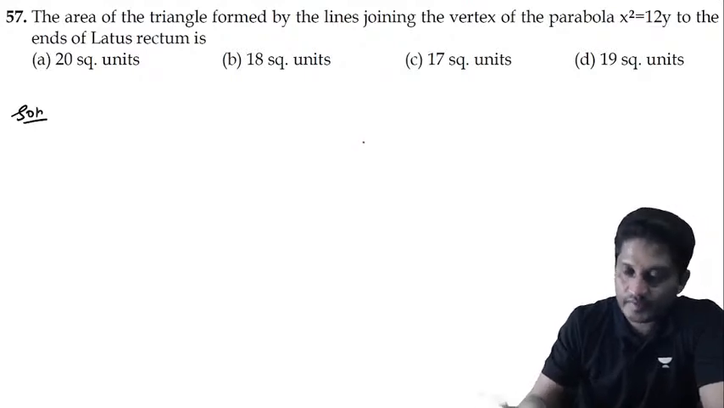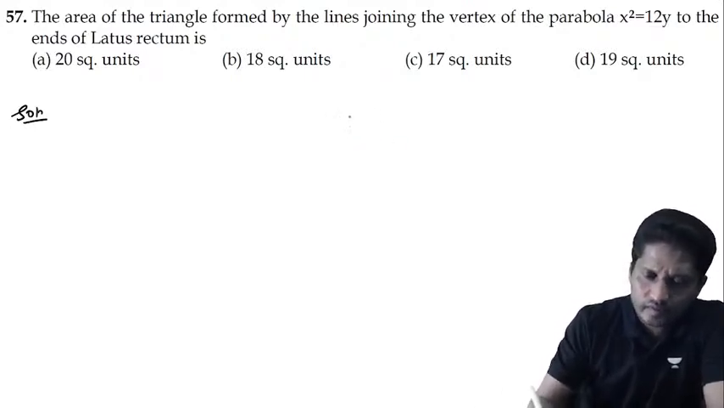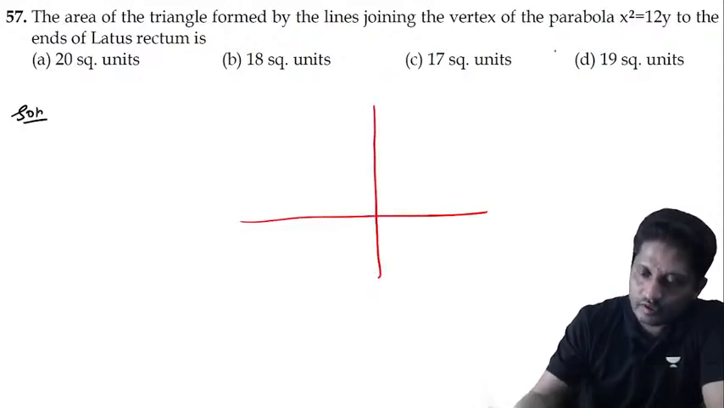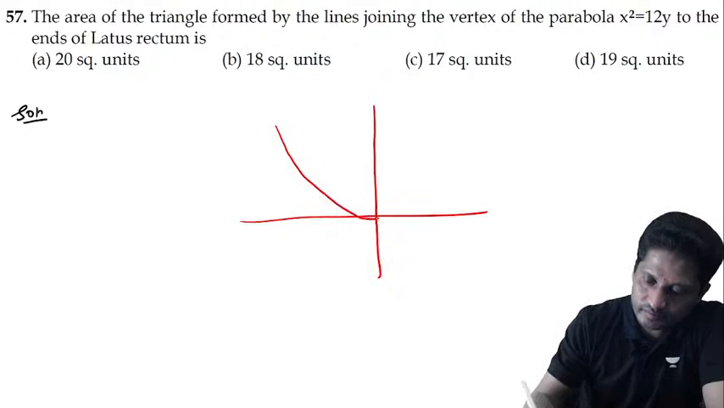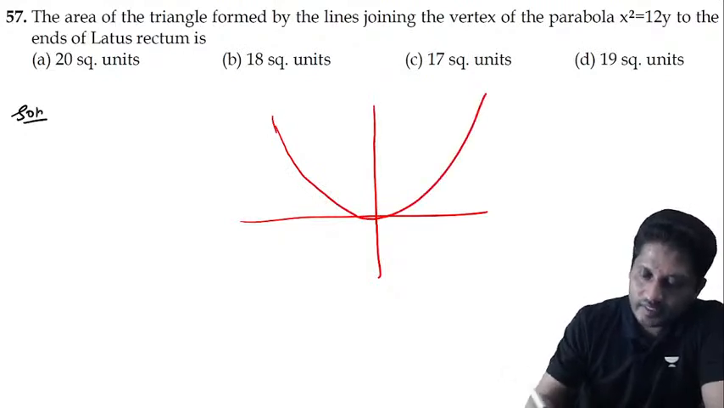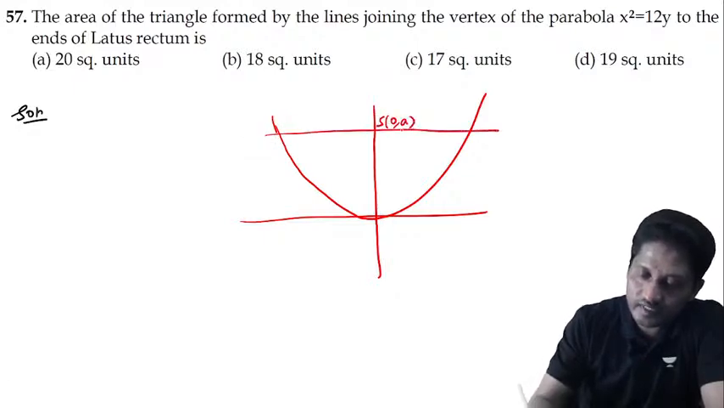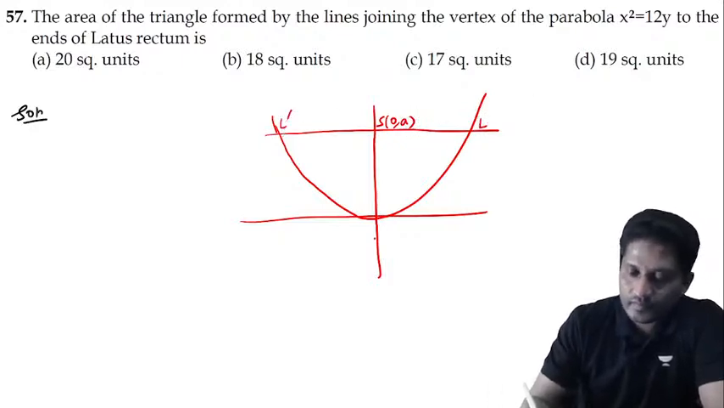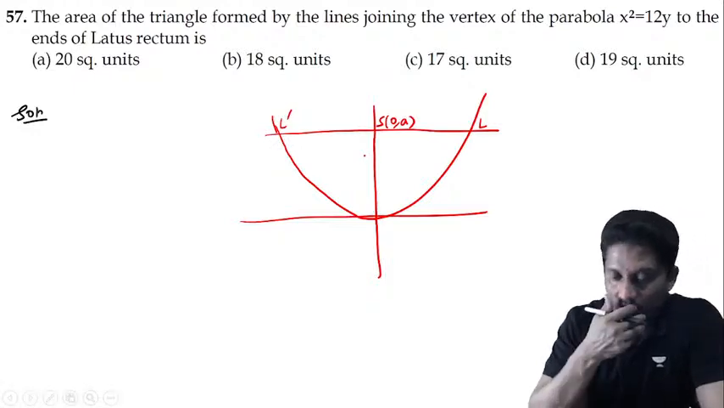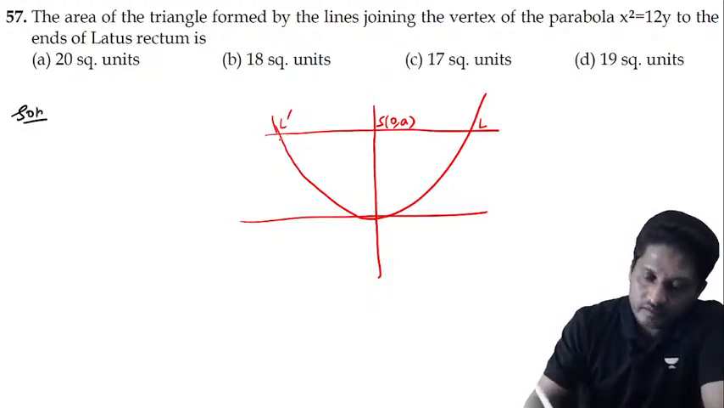Okay, now let's say you have a parabola, x square is equal to 12y, an upward parabola. This is the latus rectum. A chord drawn from the focus perpendicular to the axis is called the latus rectum. This L dash is called the latus rectum. Now I'm supposed to find the area of the triangle formed by the lines joining the vertex to the ends of the latus rectum of the parabola.